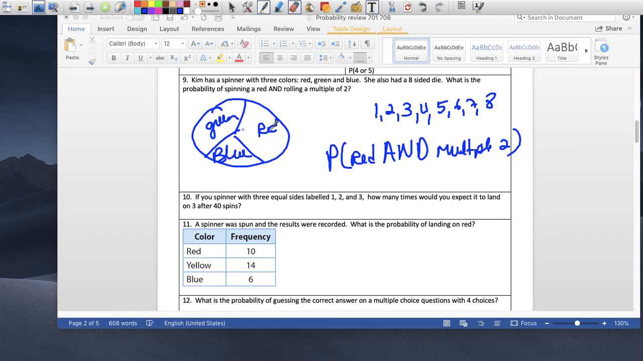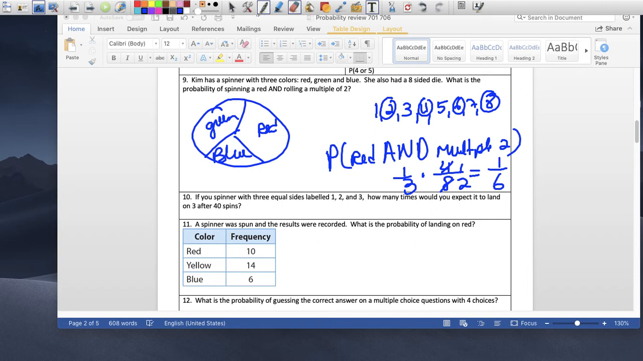So the probability of landing on red is 1 out of 3. And we're going to multiply that. What's the probability of landing on a multiple of 2? Well, multiples of 2 are 2, 4, 6, and 8. So there's 4 out of 8 chances. Let's multiply both of them. 4 eighths, I can simplify this to 1/2. So the probability of both of them happening is 1 out of 6.